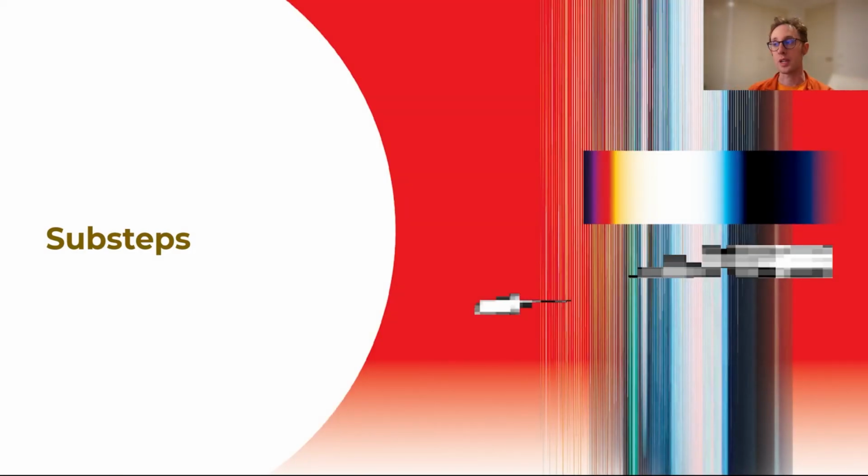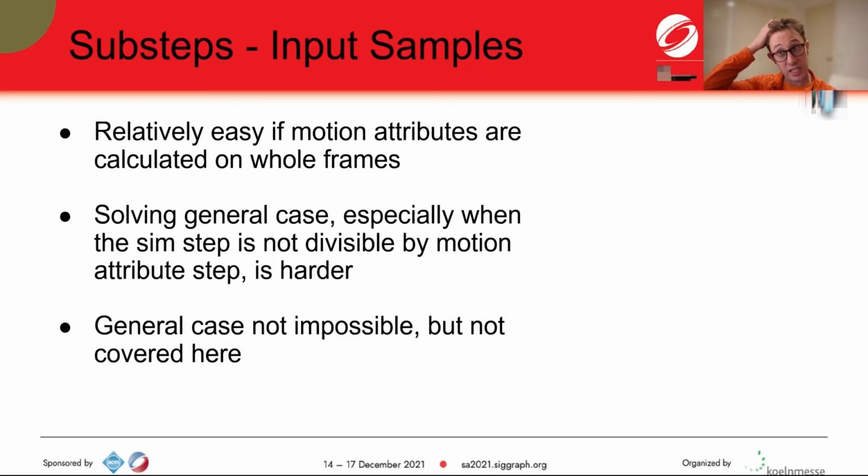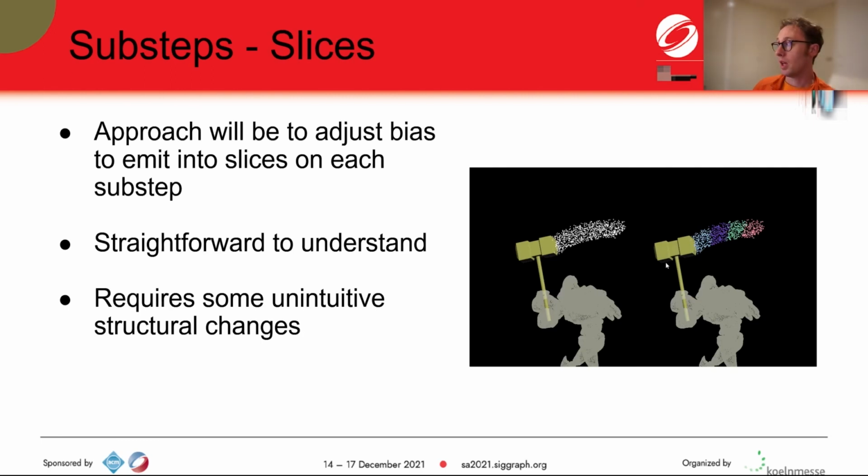To support substeps, it's pretty easy if we calculated the motion attributes on the whole frames. Solving it in a general way is a bit more complicated, so we won't cover that here. The approach that we're going to take is to create our streak of particles and then divide it up into slices based on the current substep that we're on. But the streak itself is going to be the streak for the whole frame.